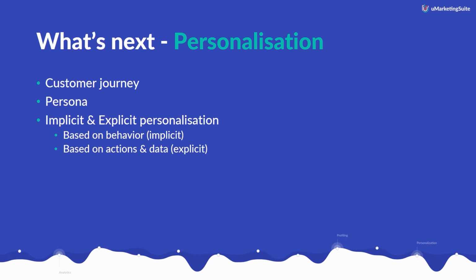Because within the uMarketing Suite, we have the option to have implicit or explicit personalization, or a combination of those two. Implicit personalization is based on the behavior of a visitor on the website, and explicit personalization is done upon actions and data. For example, I want to show all mobile devices this variant, and all desktop visitors this variant. That's really explicit. It's true or false, and that's something you can set up. But far more cool is the implicit personalization.